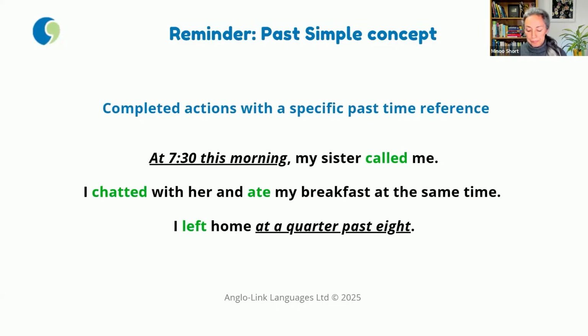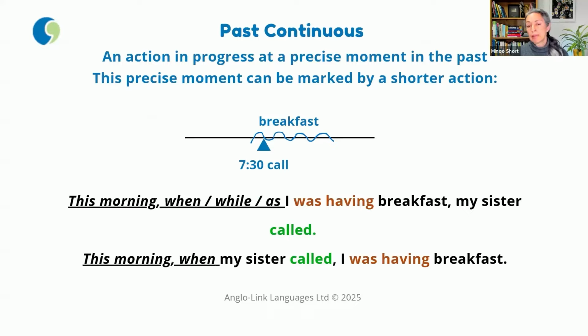That's past simple. Now, looking at past continuous, it refers to an action in progress at a precise moment in the past. Now, this precise moment can be marked either by a shorter action or by a time. Looking at an example of this being marked by a shorter action, if we put two of the things we saw in our past simple examples together, if we bring two actions together, we need one in the past continuous, the longer one in the past continuous, and the shorter one in the past simple.